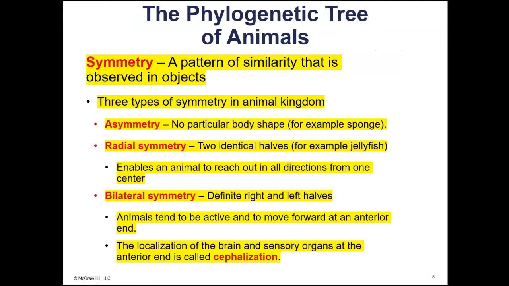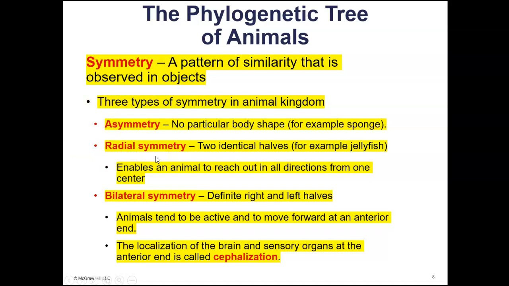Now, when we talk about the animals, we need to talk about the different types of body symmetry, because symmetry is used as one of the characteristics to group animals into different phyla. So symmetry is a pattern of similarity that is observed in objects. There are three types of symmetry. There's, first of all, asymmetry, which is no symmetry. The sponge is the only animal that is asymmetrical. So that's no symmetry at all.